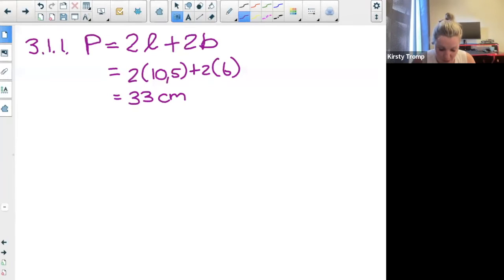Okay, now, where do we get marks here? Where would we get marks? You would get a mark for writing the formula. This is what's known as an accuracy mark. So a mark for the formula. Then you would get a mark for the substitution.